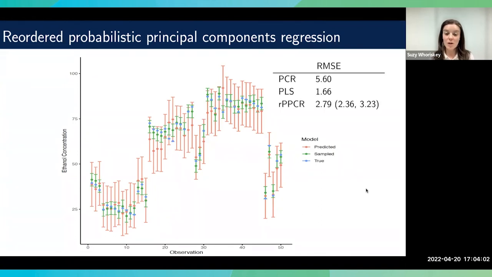As well as intervals around our response variable, we can also obtain intervals around any parameter in our model, as well as the root mean squared error, where a lower value signals that the model's better fitting. So we can see that RP-PCR comfortably beats PCR, doesn't quite beat PLS, which we wouldn't expect. However, we do get that level of uncertainty around our estimates.